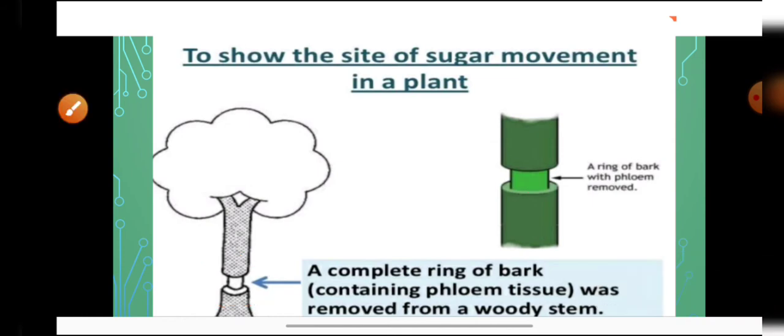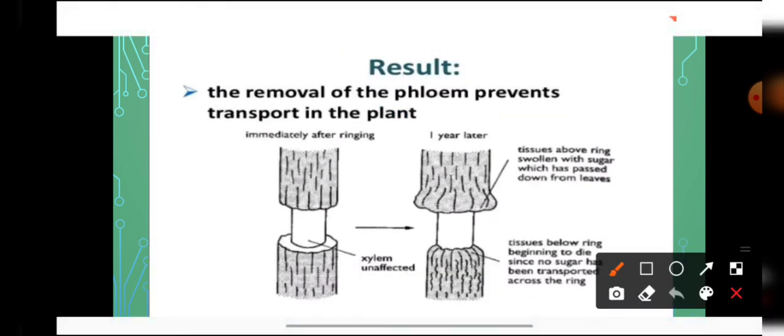So what will happen after some time when a ring of bark is removed? The removal of the phloem will prevent the transport of food materials to the lower part of the plant body. So what will happen? The upper part of the plant body is synthesizing food materials. Now when this food moves downwards, there is no phloem in the lowermost part. So what will happen to the food materials, students? They will start accumulating above the ring, and the upper part of this ring will get swollen.